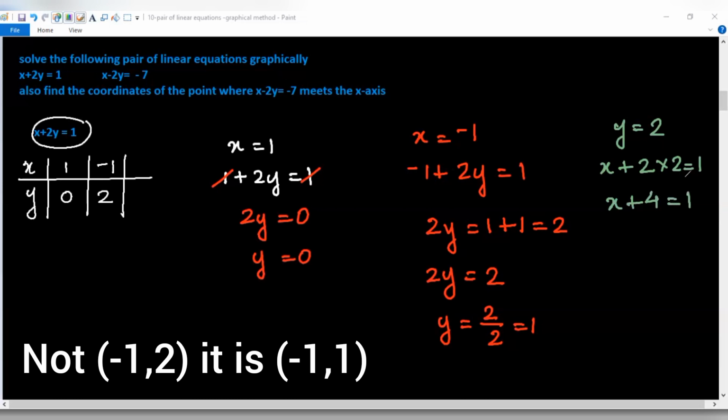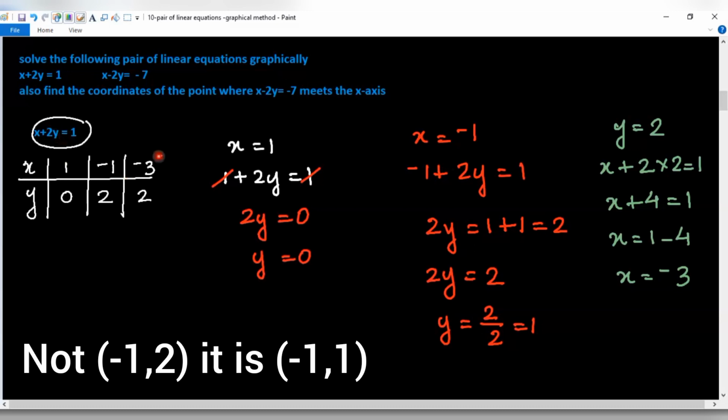Next, we have to take this 4 to the right side. So x is equal to 1 minus 4. That is, x is equal to minus 3. Enough. We got another pair of integers satisfying this equation: x is equal to negative 3 and y is equal to 2. Thus, we got 3 points corresponding to this equation.